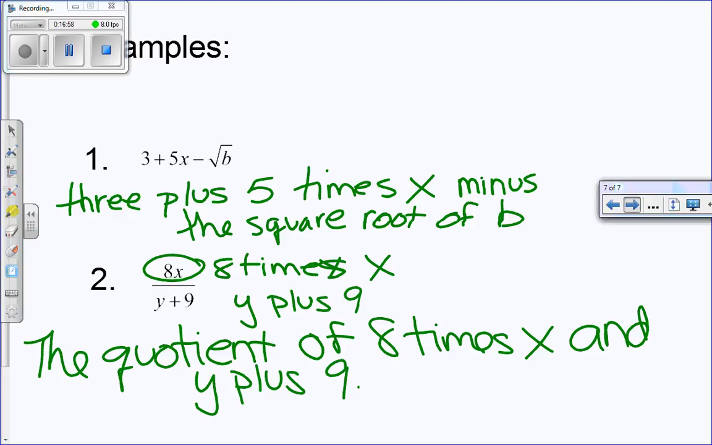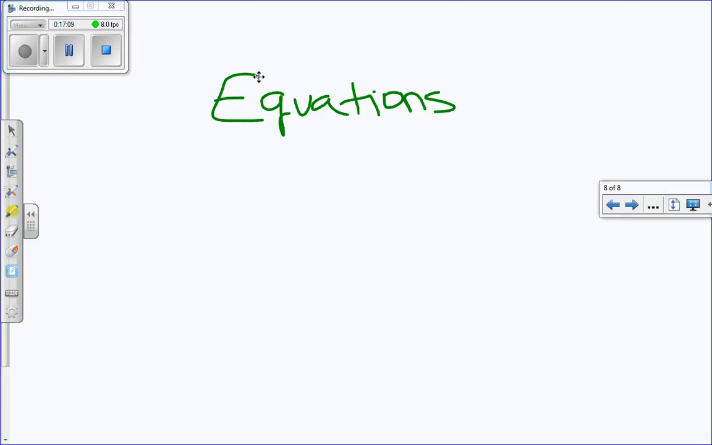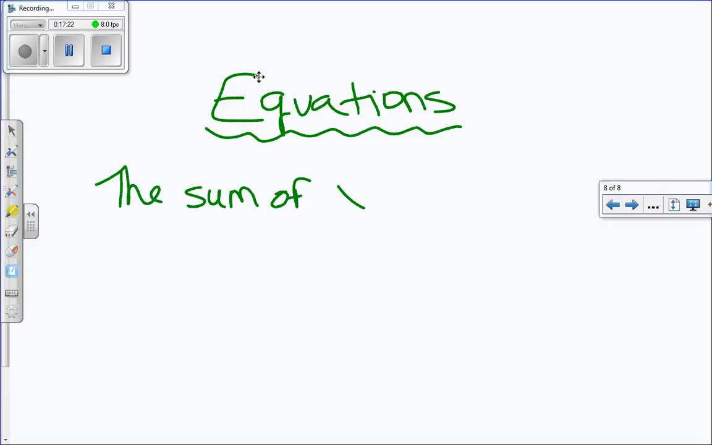All right, good. Now, one last thing I want to go over with you very quickly. I know we don't have slides on it, but we do need to talk about equations. All of these were expressions. Expressions are mathematical phrases without an equal sign, really. In an equation, we have an equal sign. All right, so let me write this example. The sum of x and 5 is 10.